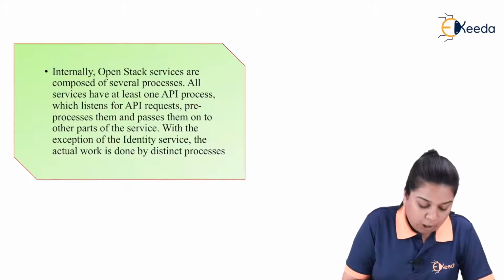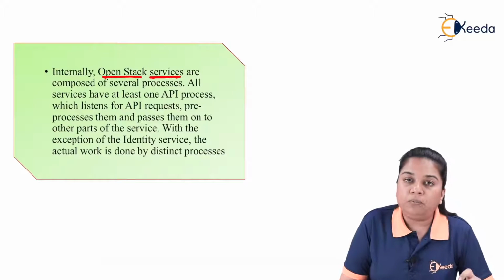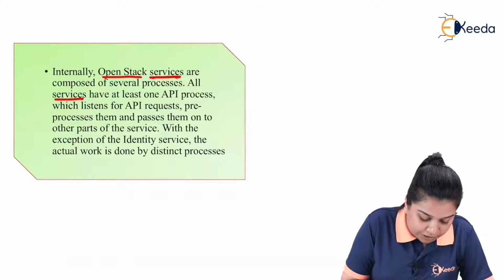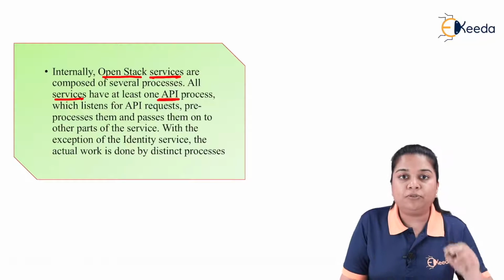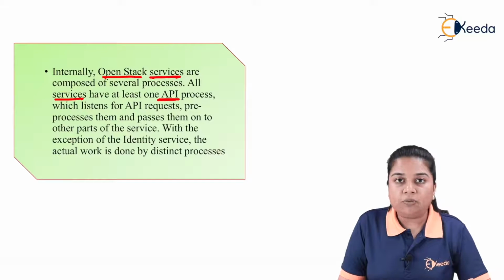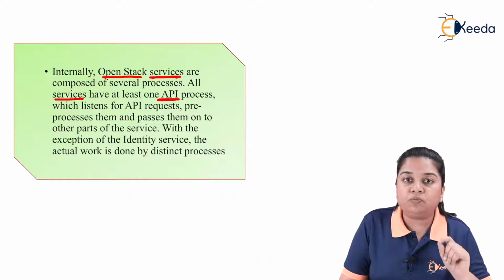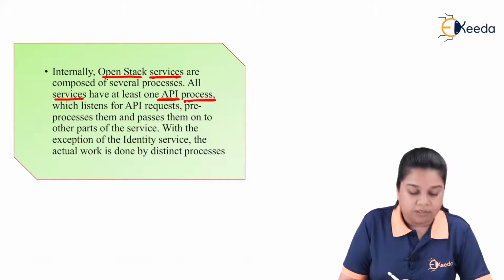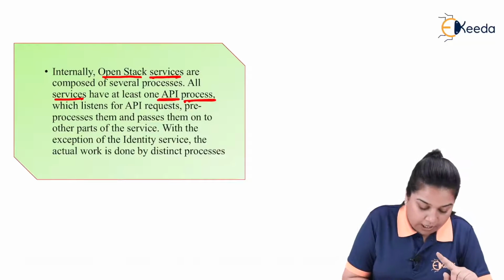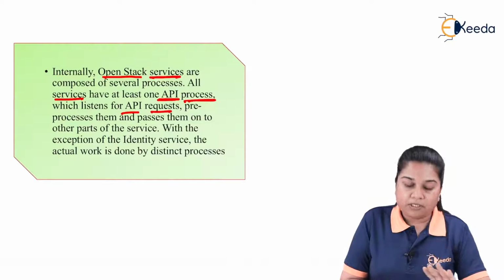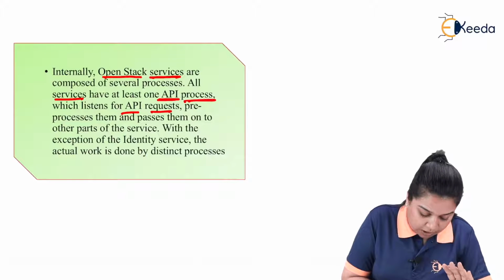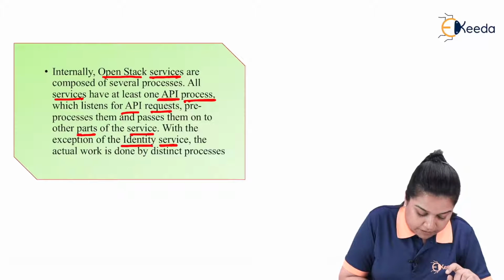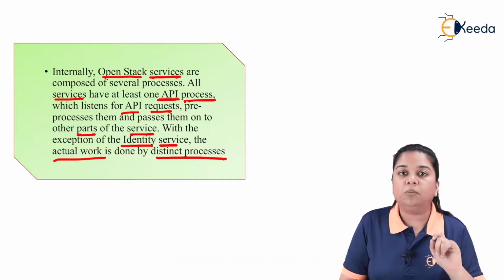Internally, OpenStack services are composed of several processes. All services have at least one API process, which listens for API requests, pre-processes them and passes them on to other parts of the service. With the exception of the identity service, the actual work is done by distinct processes.